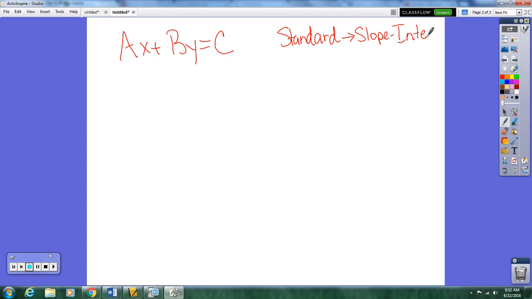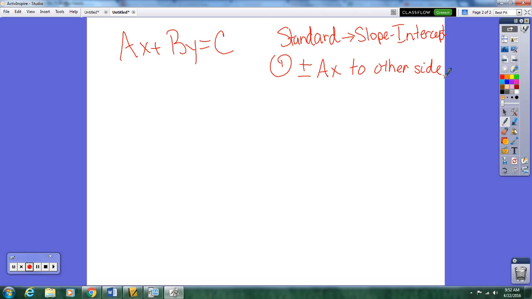What do we need to do to go from standard to slope-intercept? What's the first step there? Okay, so we moved this Ax over to the other side, right? So the first step we did was we're either going to add or subtract the Ax to the other side. Left side, right side, doesn't matter, because they can switch the sides around, so I'm just going to say to the other side. Don't really say the right side, because they may not have it in that form. So that was the first step. What was the next step?